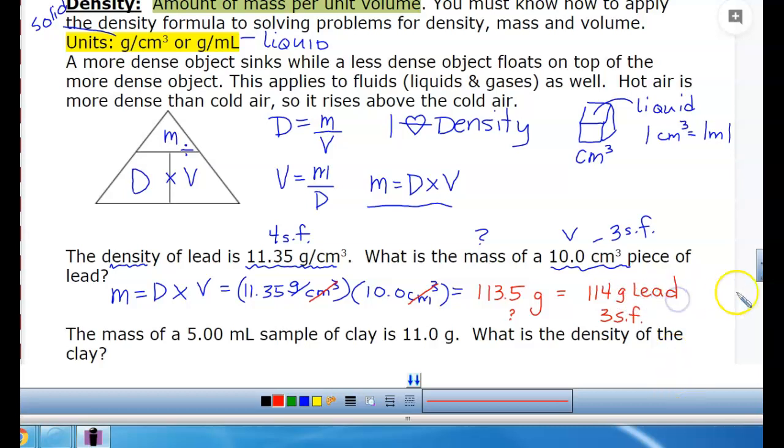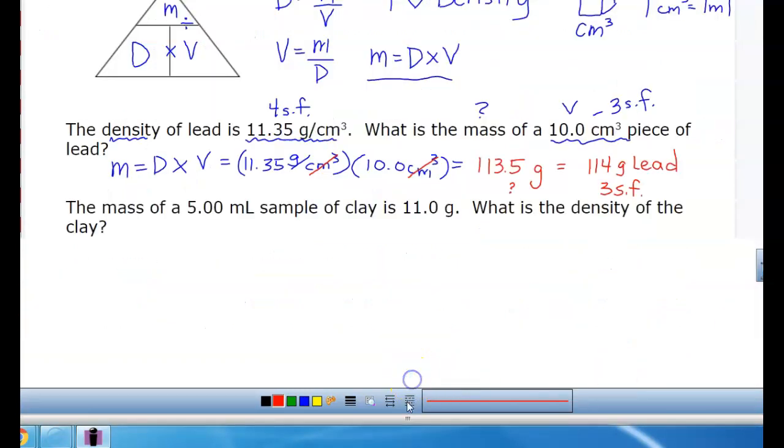So there it is. That is our first calculation we're going to do. We're going to try another one right now. What about if we have a mass of a 5 milliliter sample of clay, which is 11 grams. There's our mass. I'm going to label that, that's our M. And my 5 milliliter sample, that's my volume. I'm going to label that volume. Both of these have 3 significant figures for their numbers. So my answers will have to be rounded to 3 significant figures as well.